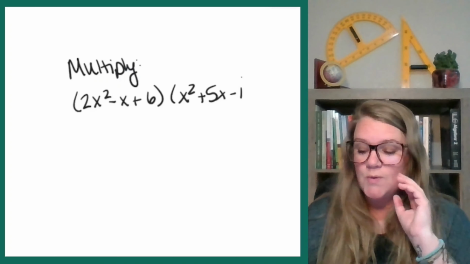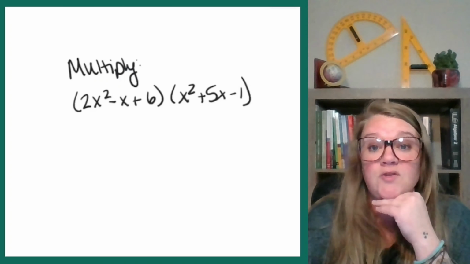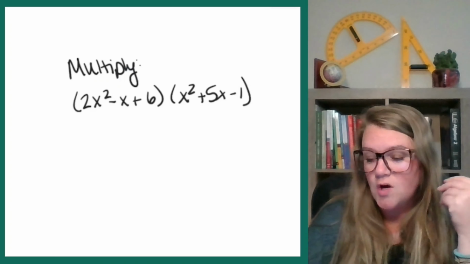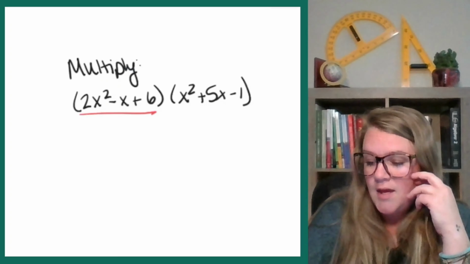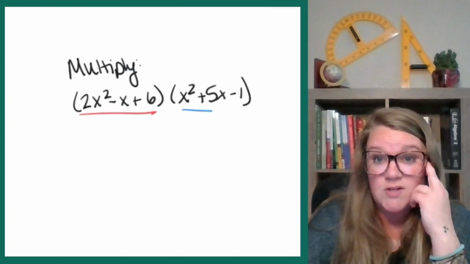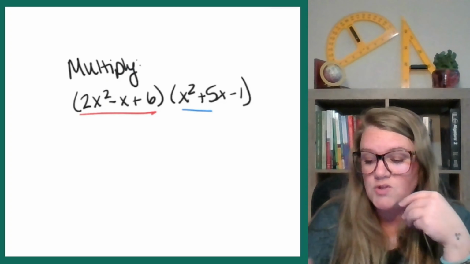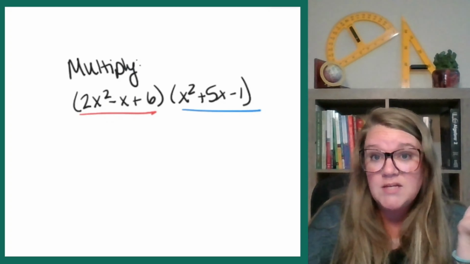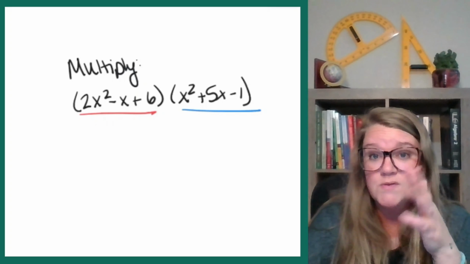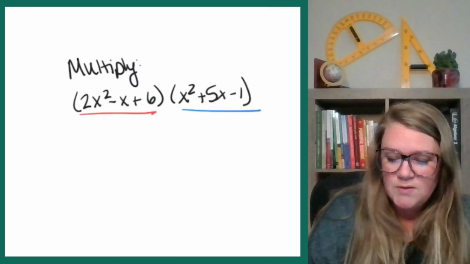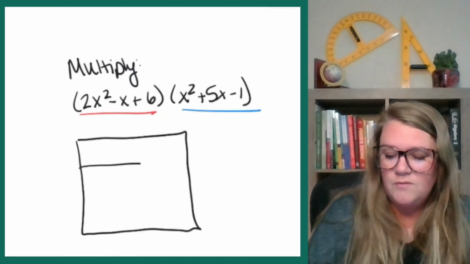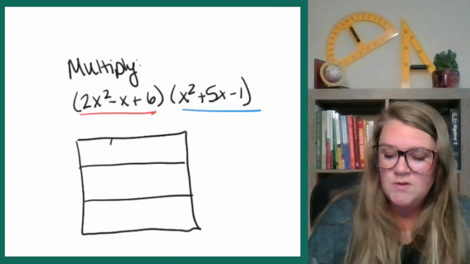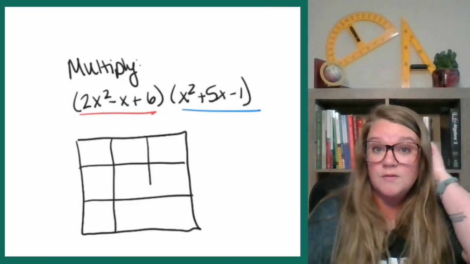Okay, so again, it's important to understand how many terms are in each of these polynomials. Our first one, this one in red, has 3. And our second one has 3 as well. So we're taking 3 times 3. So when I make my box, I need to have a 3 by 3 box, 3 rows and 3 columns. Okay, so let's get that. 3 by 3. There's 1, 2, 3 rows. There's 1, 2, 3 columns.